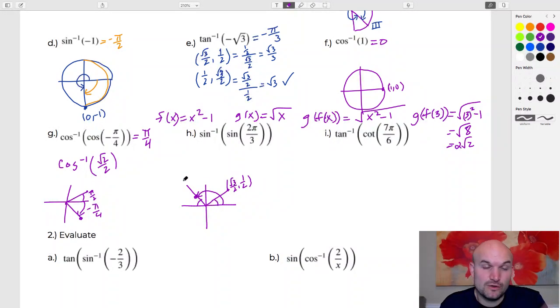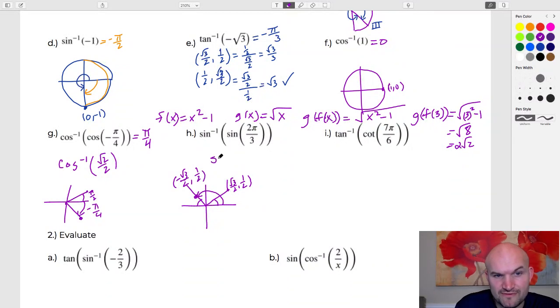So if it's in the second quadrant, again, sine is still positive, right? It's just a negative square root of 3 over 2 comma 1/2. So therefore, I'm really just trying to find the sine inverse of positive 1/2. And the sine inverse of positive 1/2 is just going to equal pi over 3.